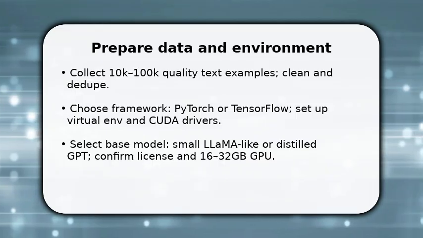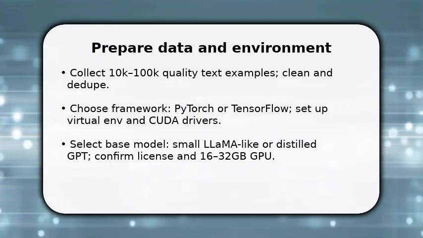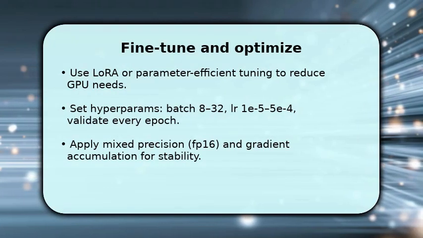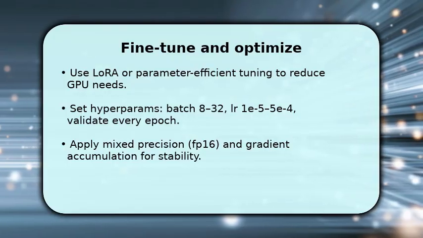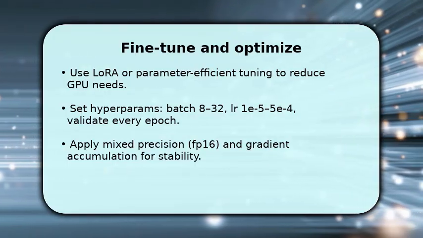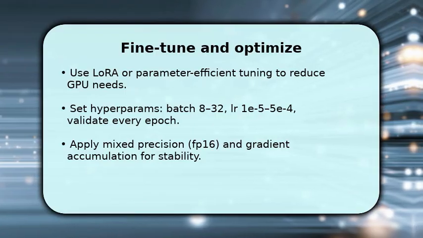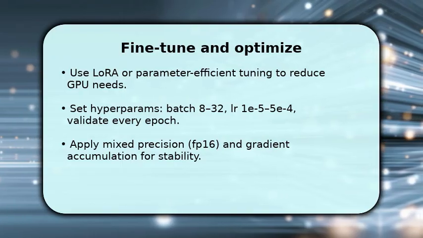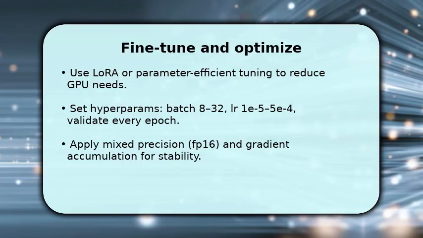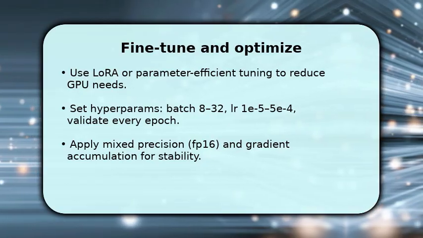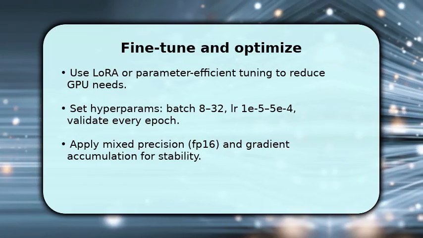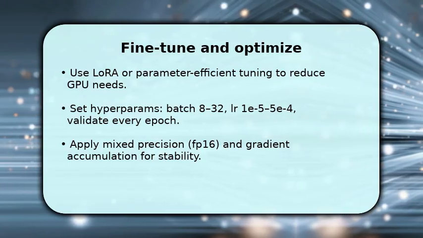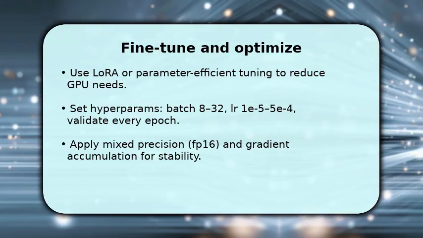You now fine-tune with efficiency in mind. Apply parameter-efficient methods like LoRA so you only train a small subset of weights. This keeps costs low and speeds iteration. Configure hyperparameters conservatively, with batch and learning rate ranges above, and run quick validation passes to detect divergence early. Use mixed precision, FP16, and gradient accumulation. These let you use larger effective batch sizes on limited GPU memory.